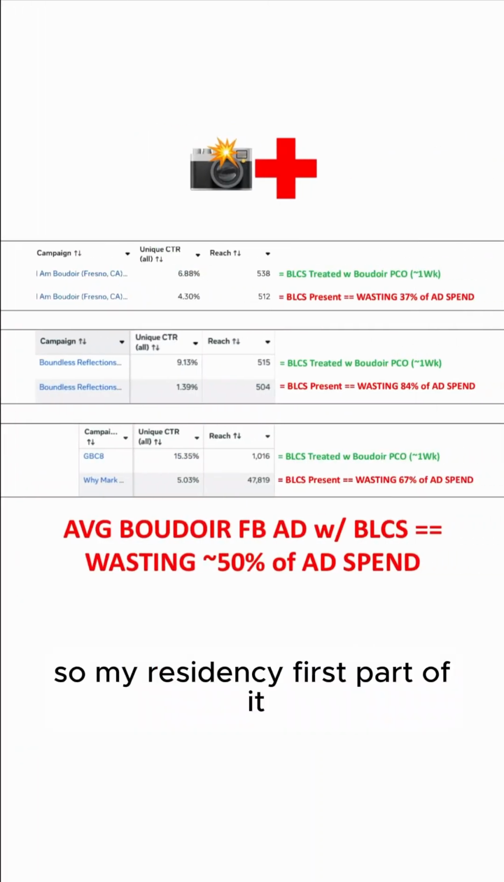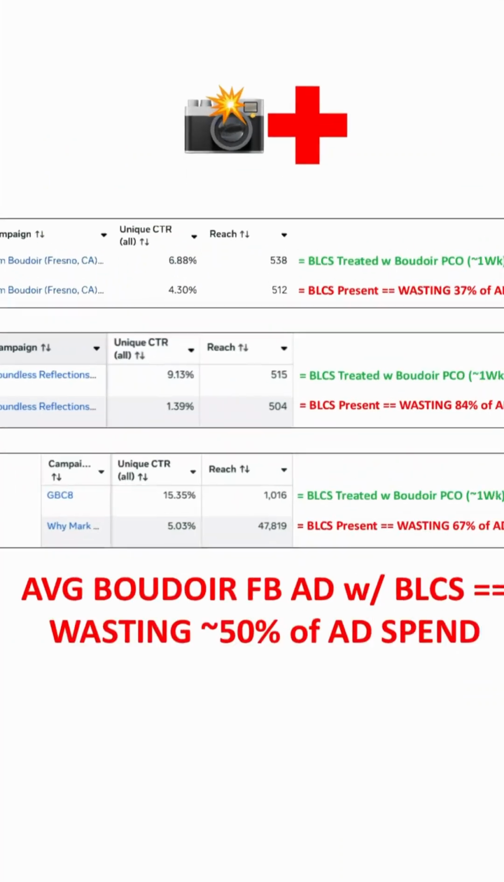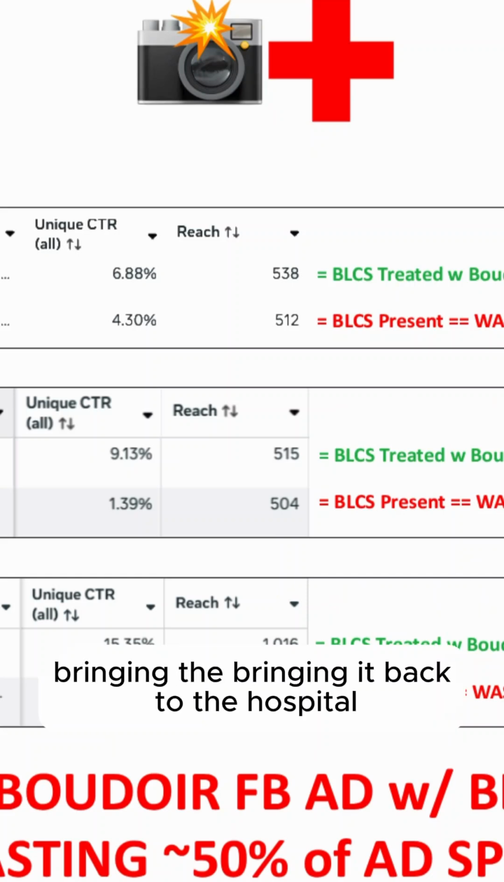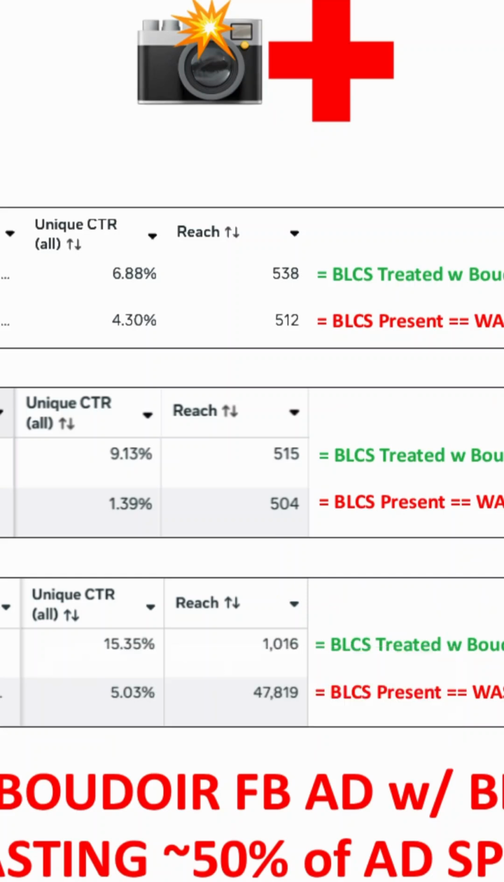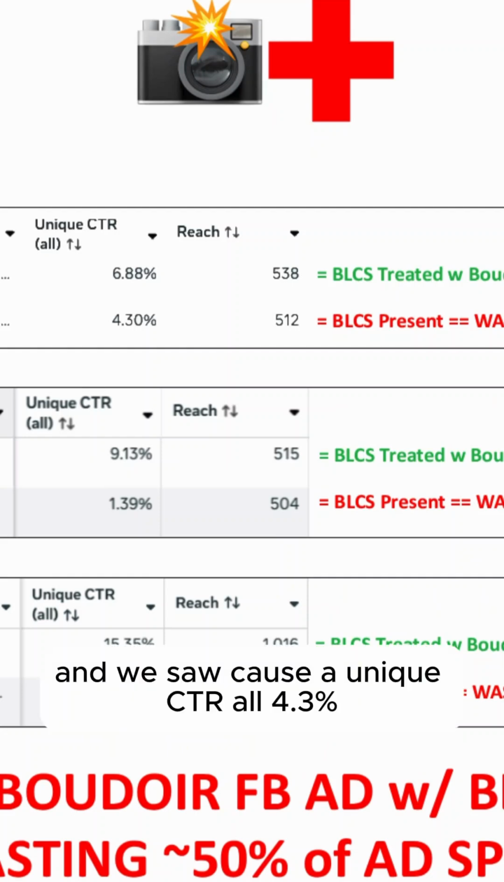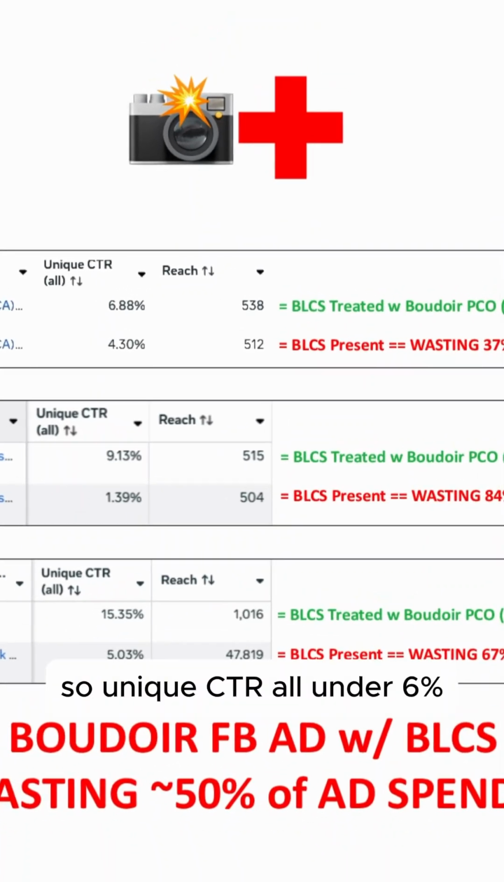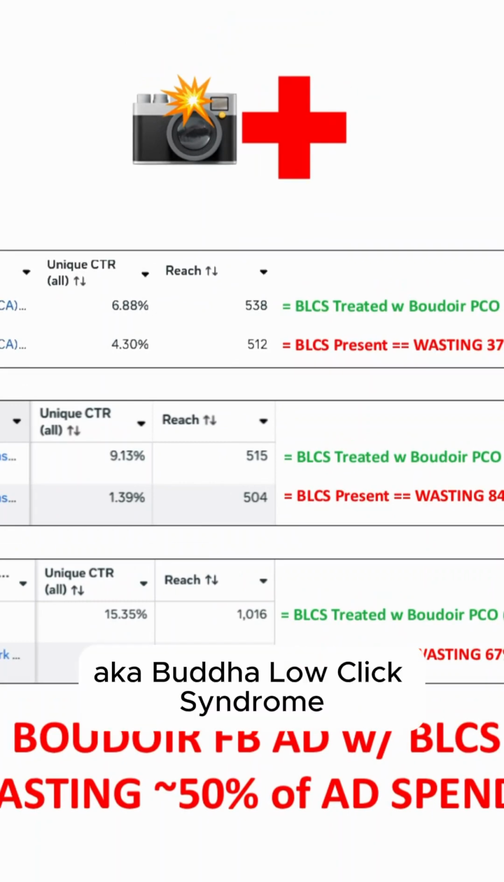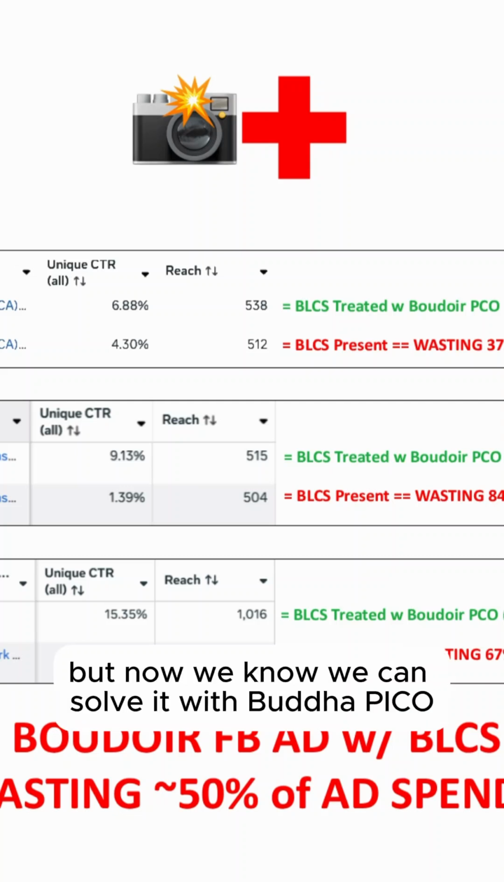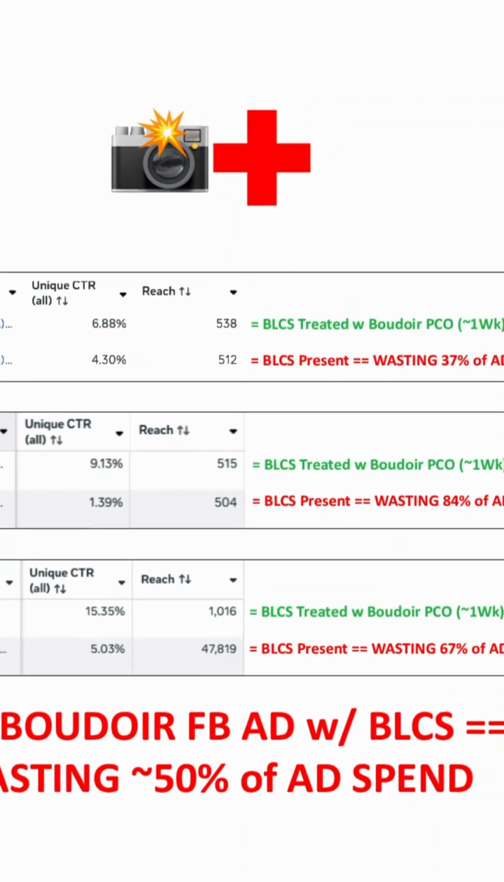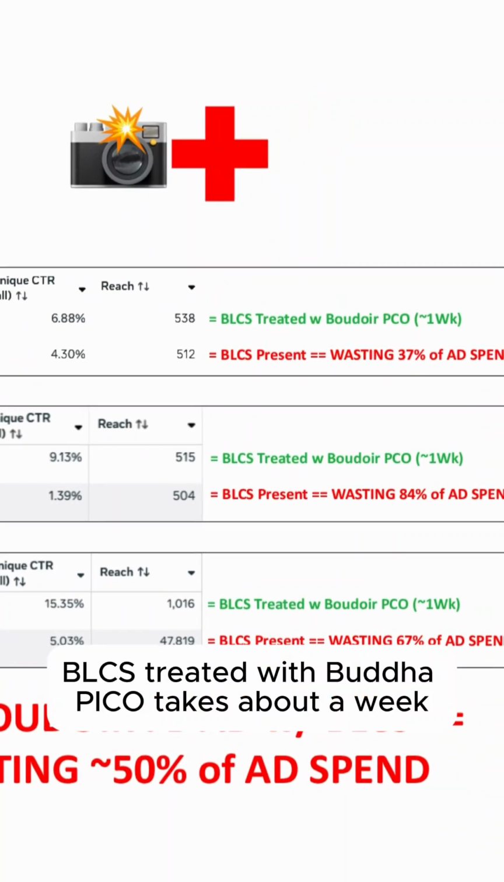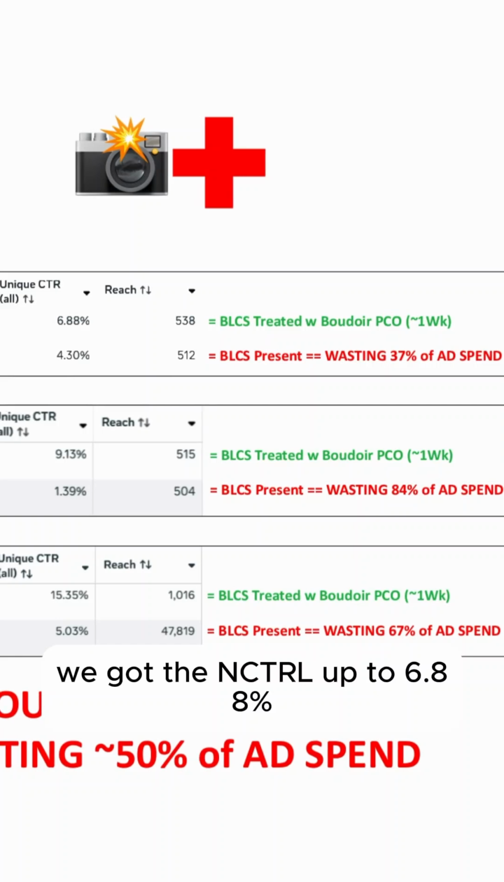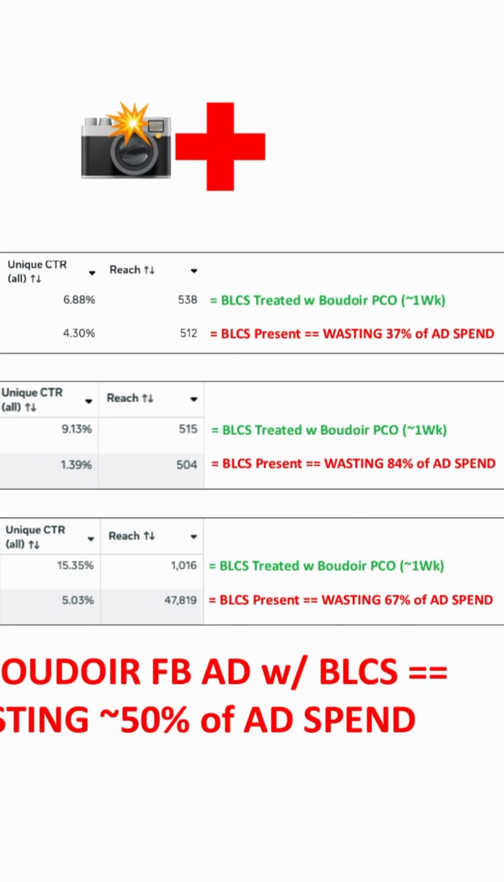So my residency, first part of it: finding one ad out there, bringing it back to the hospital, testing it, and we saw the unique CTR all was 4.3%. So unique CTR all under 6%, we know that BLCS, aka Boudoir low click syndrome, is present. But now we know we can solve it with Boudoir Pico. So we did exactly that. BLCS treated with Boudoir Pico takes about a week. We got the unique CTR all up to 6.88%.